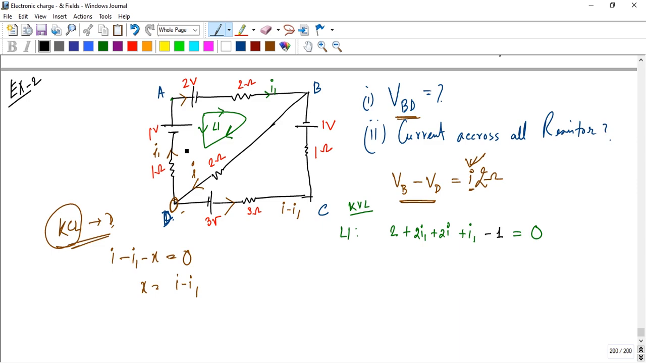Okay, so now that is I1 and I1, that is 3I1, and that is 2I plus 2I, 2 plus 2 minus 1. Plus 2 minus 1 means we get plus 1 equal to 0. So that is 3I1 plus 2I equal to minus 1.